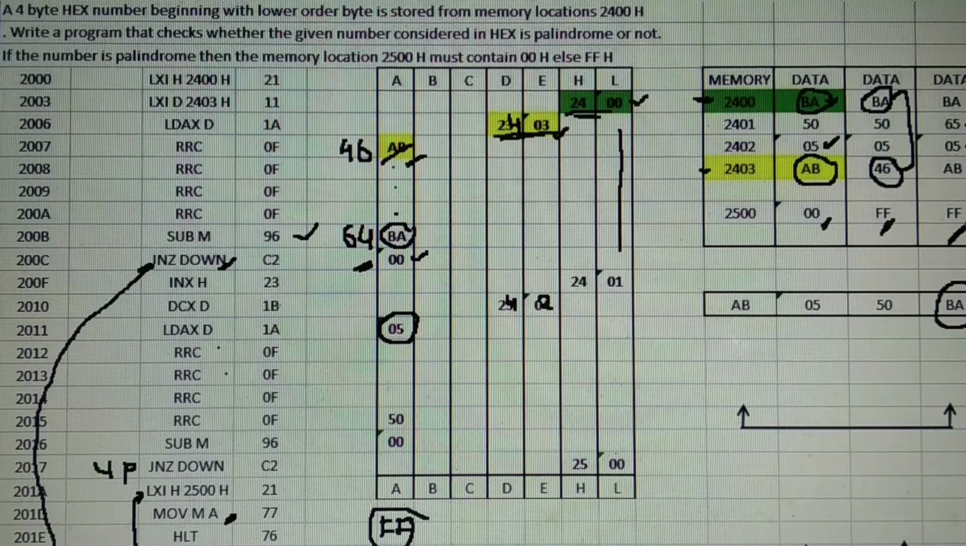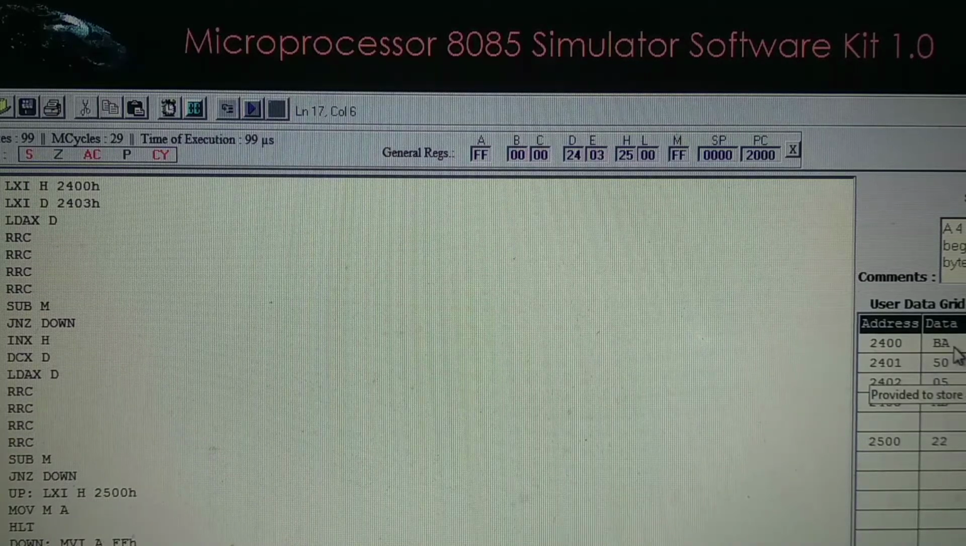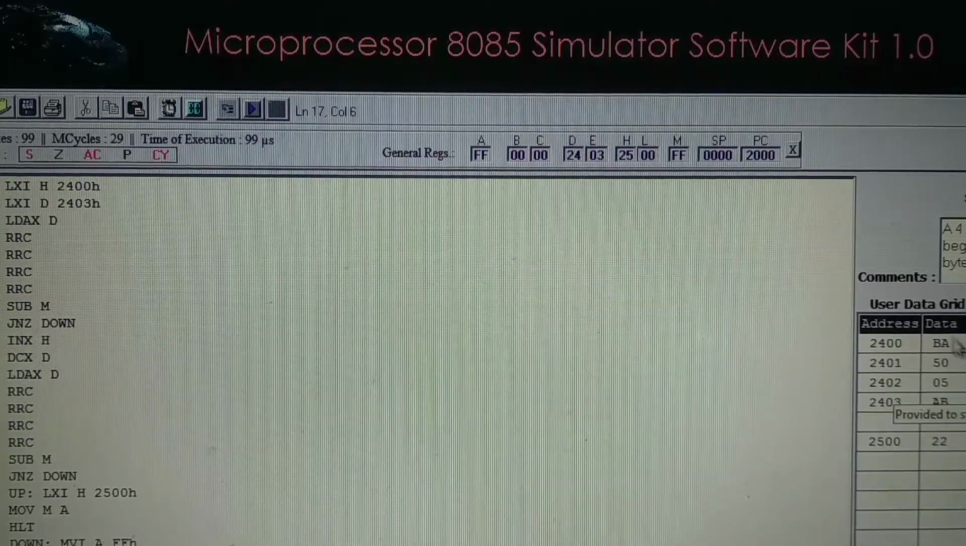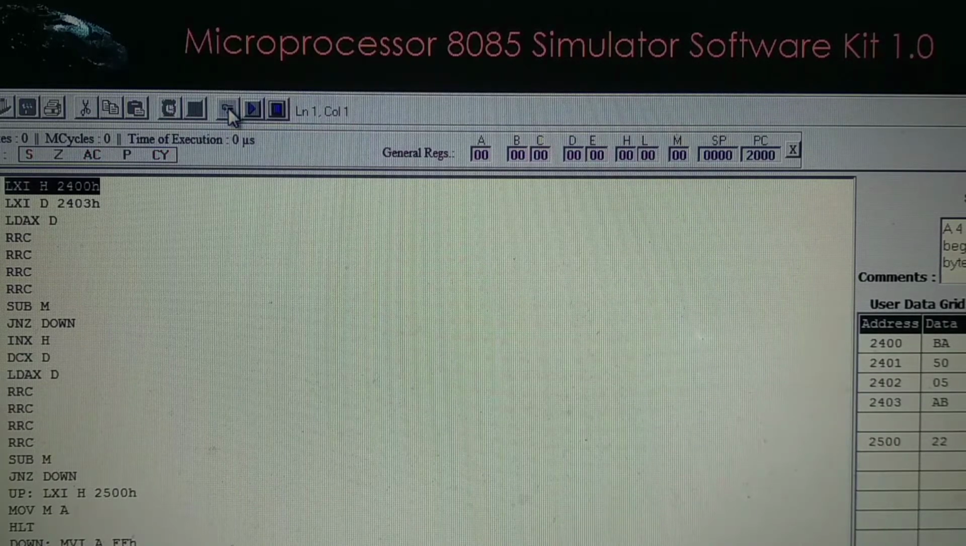Now we have to execute this program. Here is the program which checks the given number is palindrome or not. Here number is inputted, you are getting the number. We'll check the number is palindrome or not. Already program is explained to you. We'll execute it step by step.